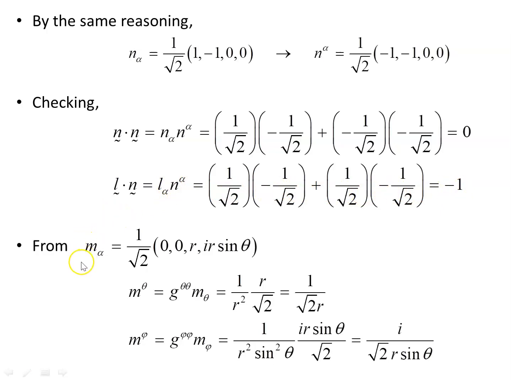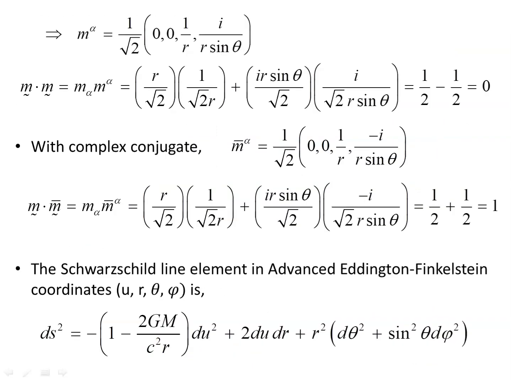And also from m alpha, this object here, we can raise that, again using the metric to raise it. g theta theta in the upper position comes from the inverse metric, so it's 1 on r squared times this object, which gives us 1 on root 2r. Same thing, raising the phi index here, same way, and we get this object here. And that tells us that m alpha in the contravariant position, upper index, is this object here.